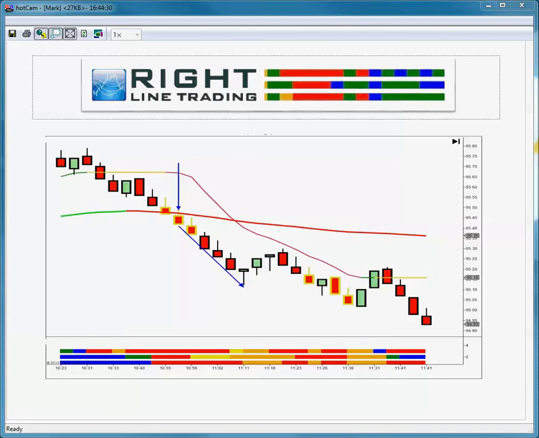Now here's the same trade to the short side. You can see that the 50 and the 15 are down. And remember, we're only trading with the trend. We break the 50 to the downside. Order flow, stochastic, and momentum are all heading down, and we take the trade to the short side.